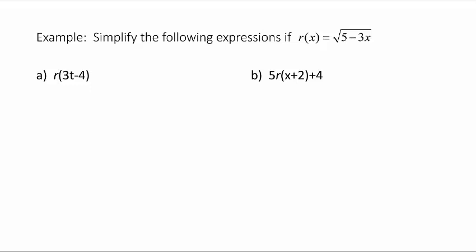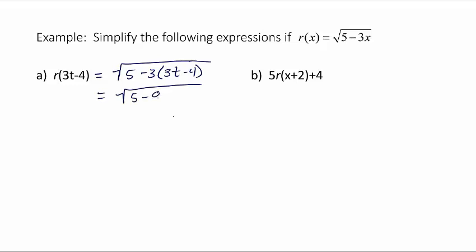And I'm also noticing we have r of x, and yet I'm being asked to find r of 3t minus 4, so the variable is even changing. That's fine. It doesn't matter if the variable changes. It doesn't matter what is in that input. You could have r of Susie, and you'd put Susie in there for x. So I'm going to have the square root of 5 minus 3 times 3t minus 4. So again, the 3t minus 4 is my input, so I'm substituting that in for x. And simplify that from there.